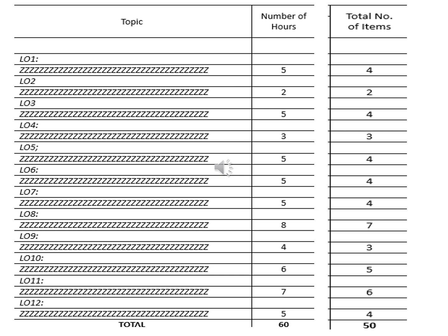Using the same process, you can find the total number of items for learning outcome 2, learning outcome 3, learning outcome 4, up to learning outcome 12. That is how you compute for the items that must be allocated for each learning outcome.